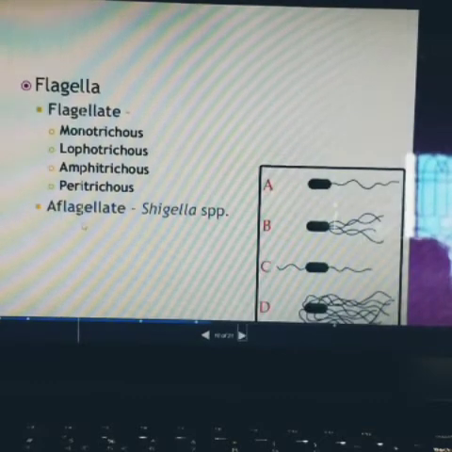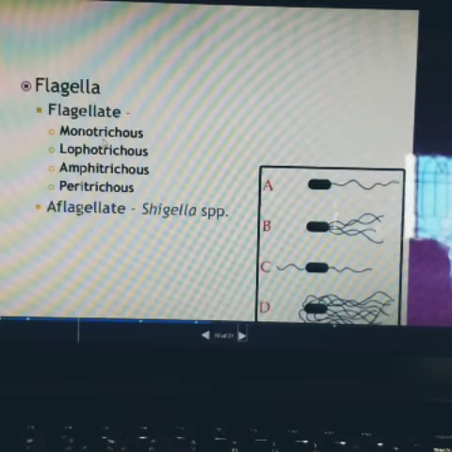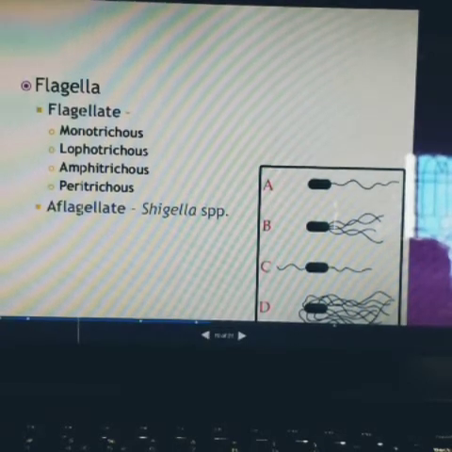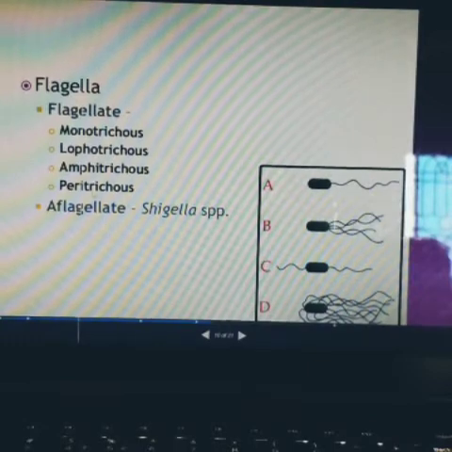And next, depending upon the flagella, bacteria are also classified into some types. First, the flagellated bacteria. Flagellated bacteria have four types: monotrichous, lophotrichous, amphitrichous, and peritrichous. And then aflagellated bacteria, which means they do not have any flagella.